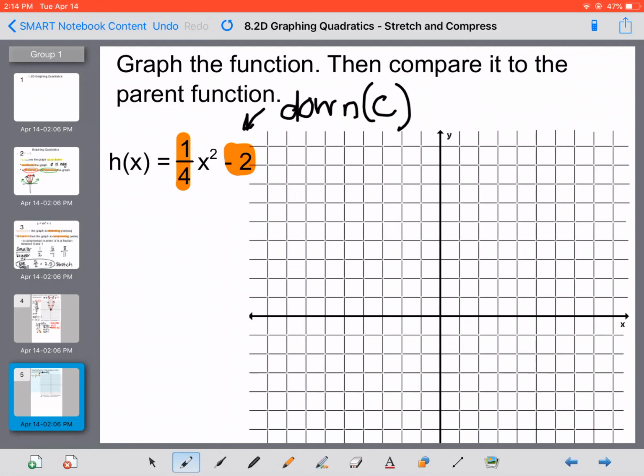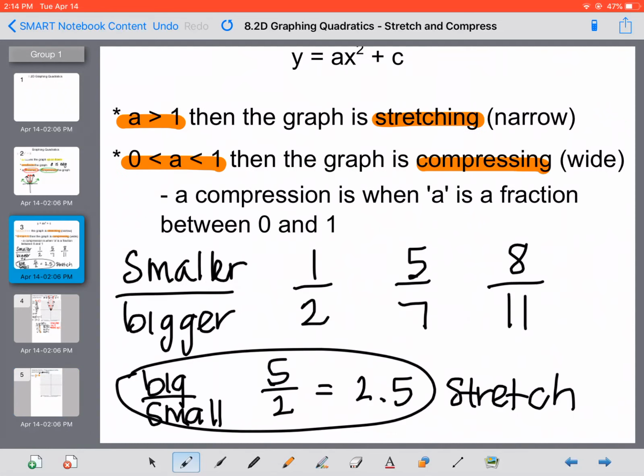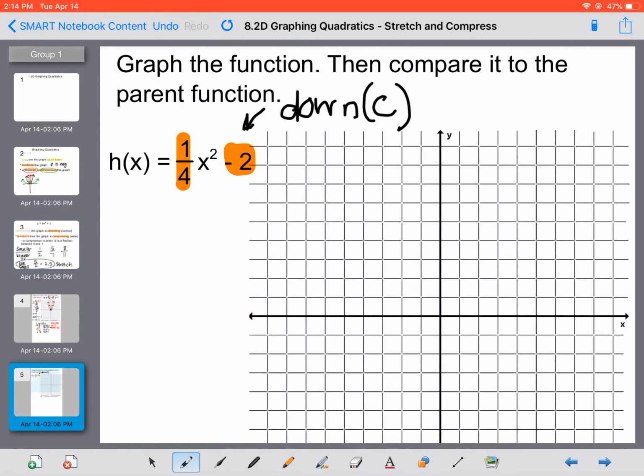That 1/4, if you recall from stretching and compressing, it's a small number over a big. So that means that this particular problem is a compression. So this is telling me that I am compressing. So that means it's going to get wider, and it's not going to grow as fast as the parent function does. So let's plot our parent function on here again. So here is our parent function.